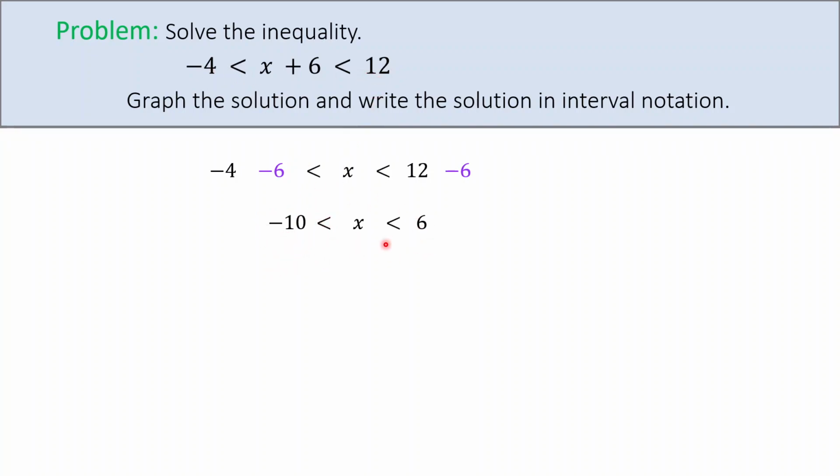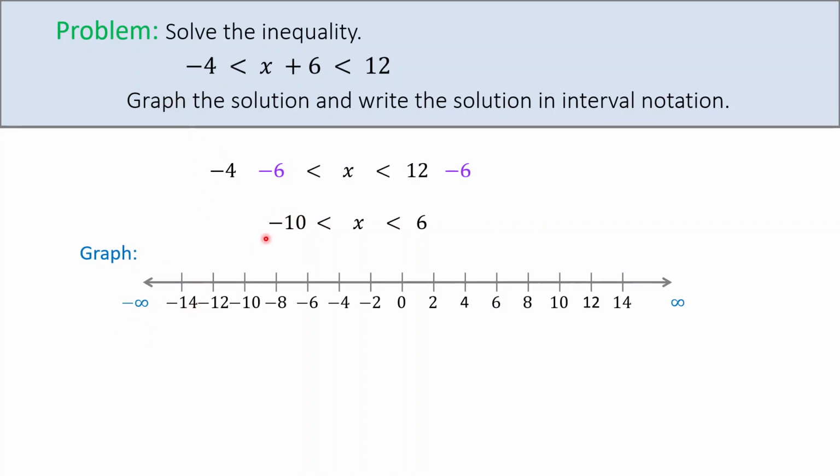Now we need to write this in interval notation. So first to draw the graph. You have negative 10. So go to negative 10. Here no equal sign, so you need to put an open circle. Now go to 6. No equal sign. Put an open circle here. Now draw a line from here to here. You can put open circle or parenthesis.